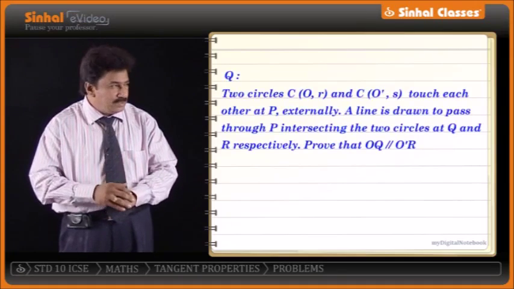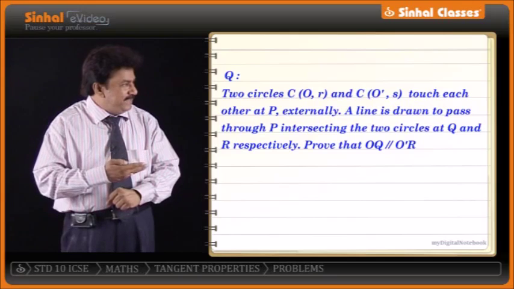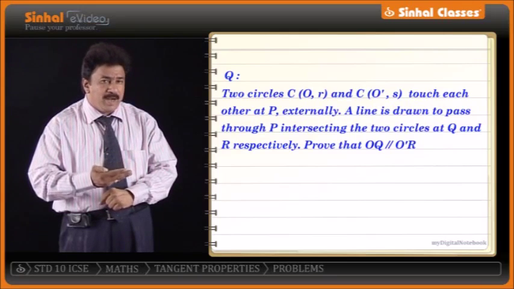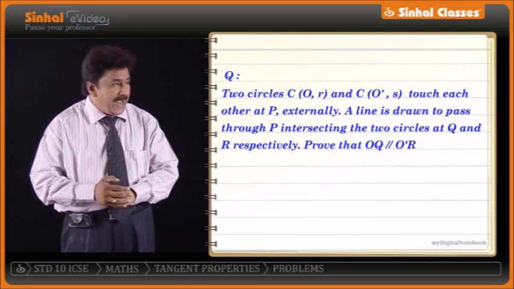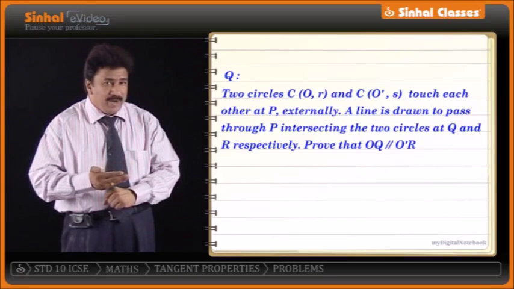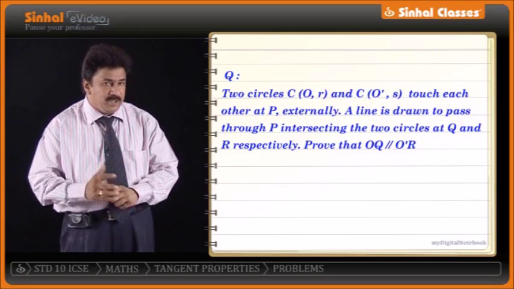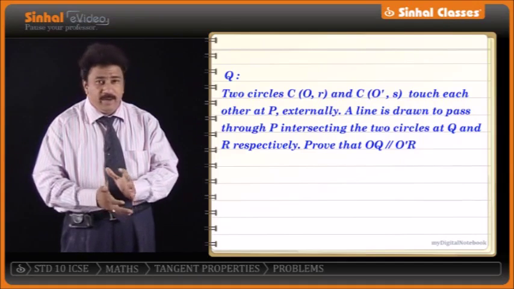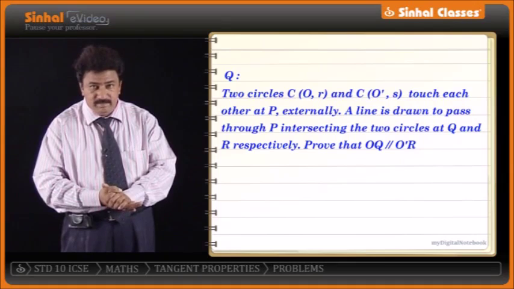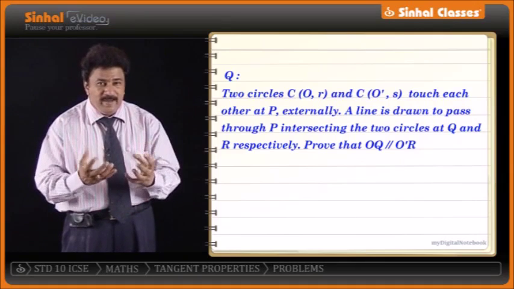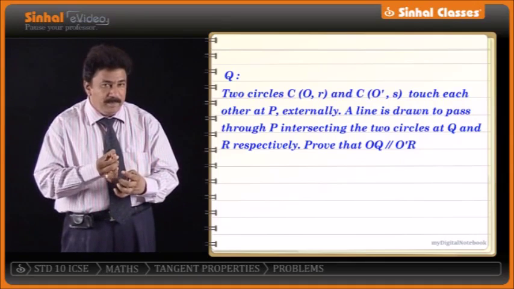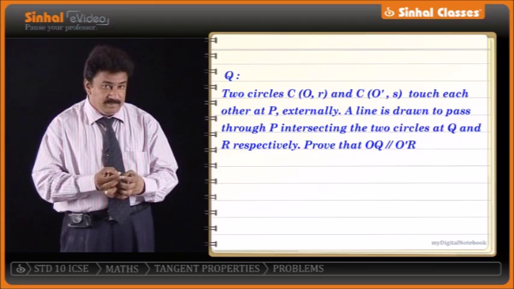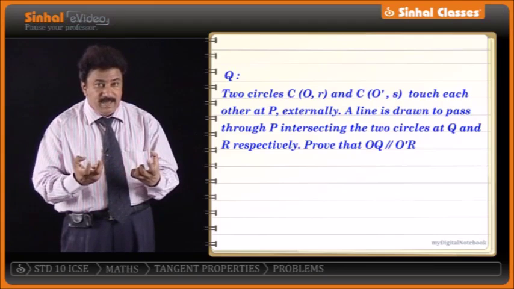There are two circles. Now what are these? C(O, R), these are the coordinates given to you. And C(O', S), this is another one. These are two circles. Okay, what else? They touch each other at point P externally. That means these two circles are meeting at one point, point P externally. That's the external intersection.